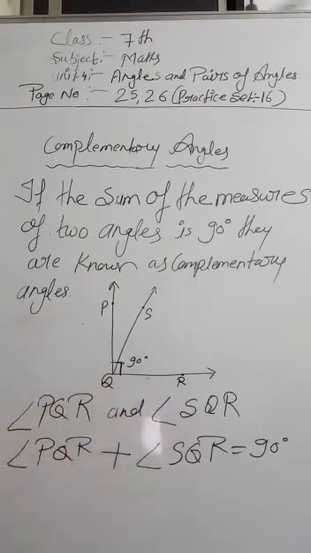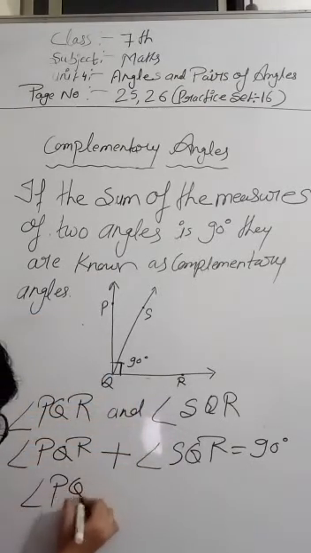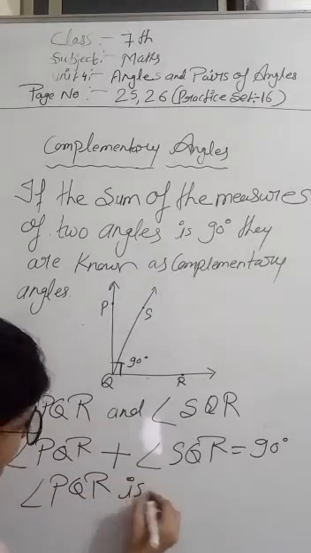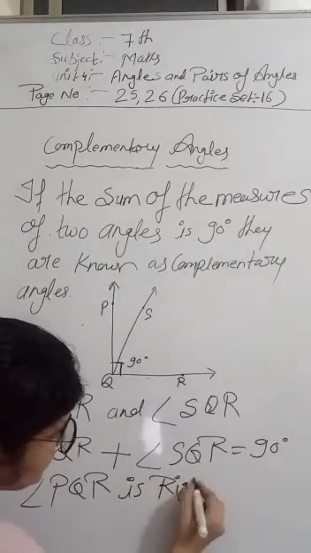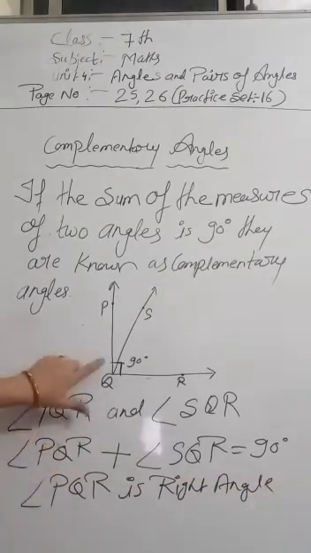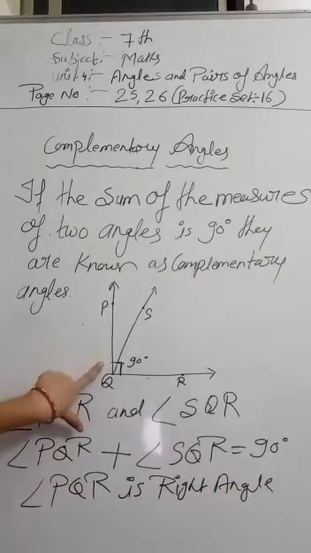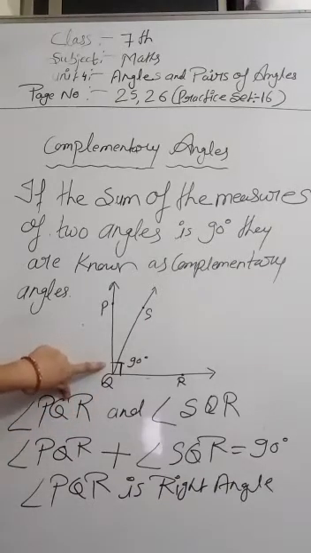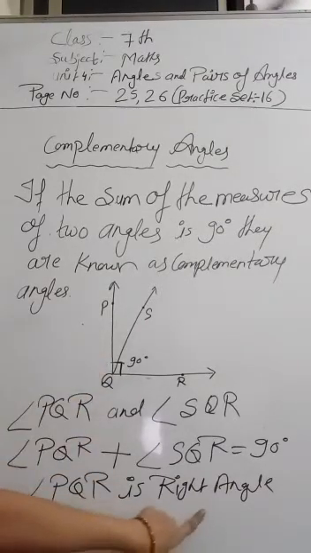And PQR, which angle is it? PQR is a right angle. Why is it a right angle? Because it is a 90° angle, and a 90° angle is always a right angle.